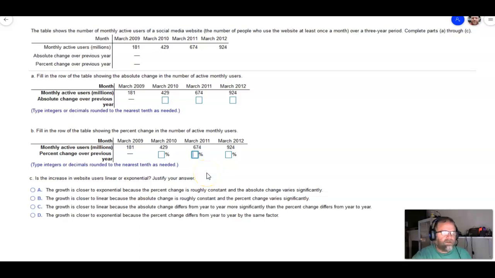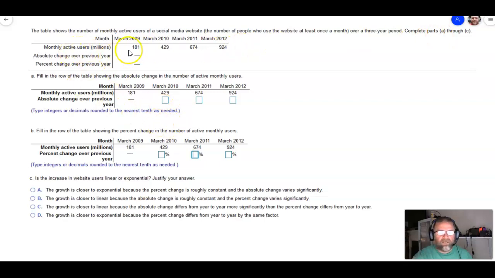Beckstrom, and today we're going to take a look at Example 9 from Section 8A. This is on linear and exponential growth. So here it says the table shows the number of monthly active users of a social media website, the number of people who use the website at least once a month over a 3-year period. Complete parts A through C.